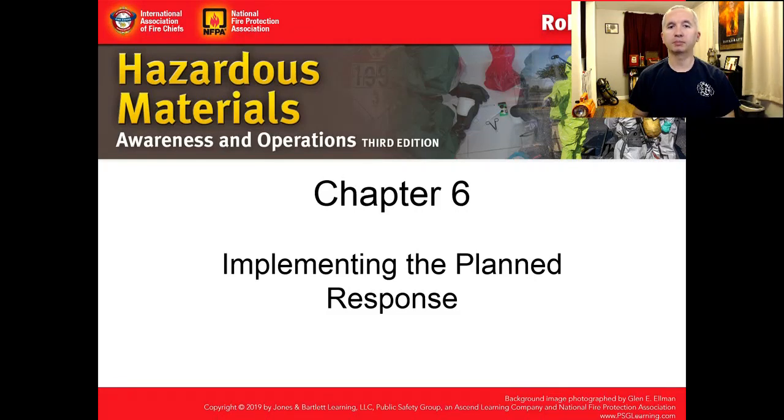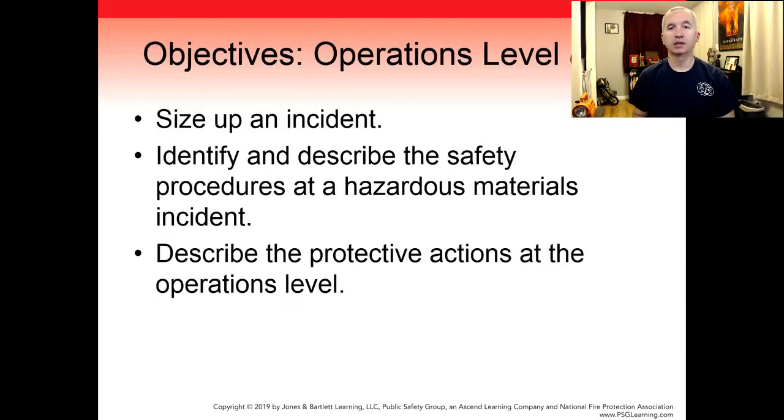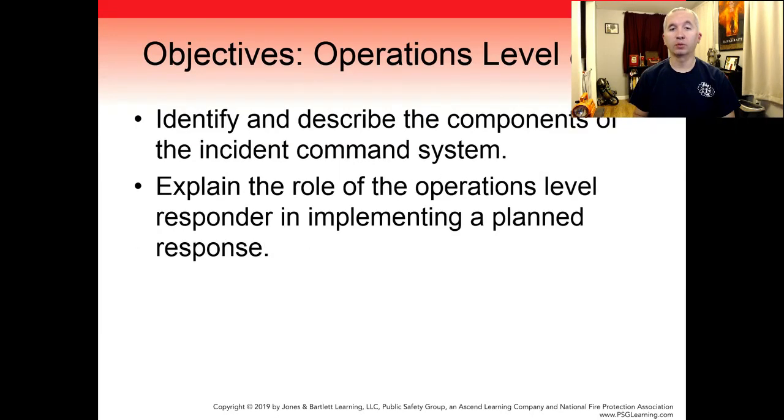Let's begin with Chapter 6, Implementing a Planned Response. In this lesson, we will be covering the operations level of how to size up an incident, identify and describe safety procedures at a hazardous materials incident, describe the protective actions at the operations level. We will also identify and describe the components of the incident command system and explain the role of the operations level responder in implementing a planned response.